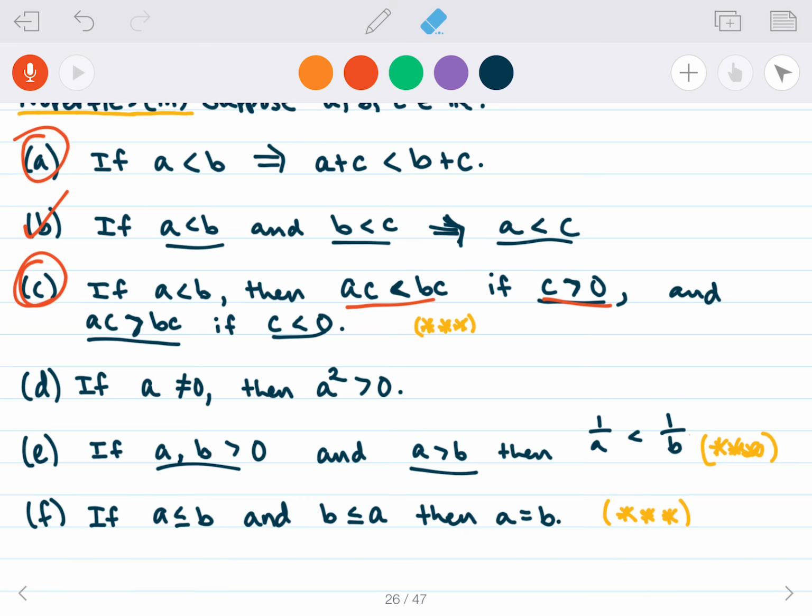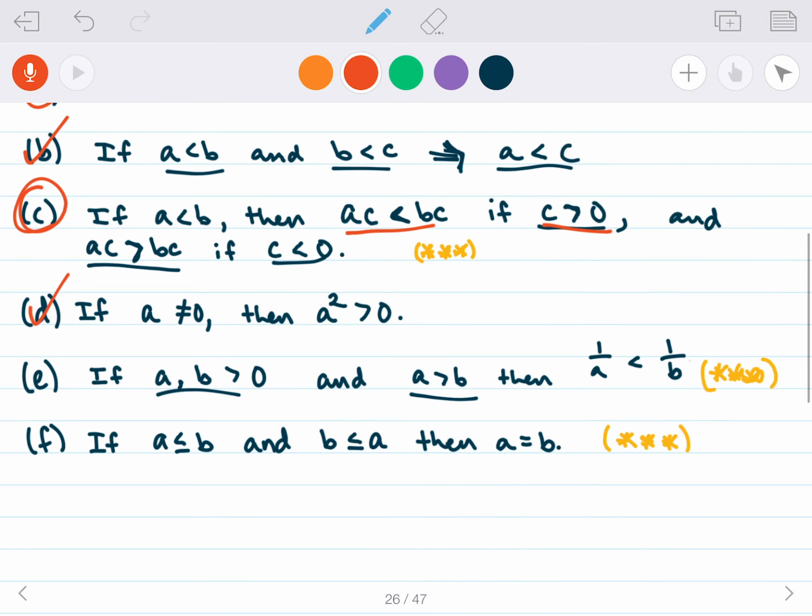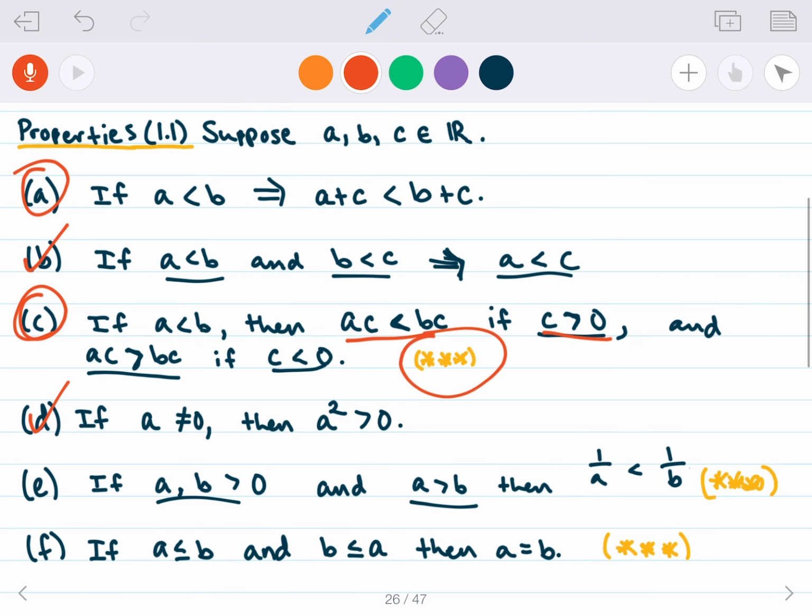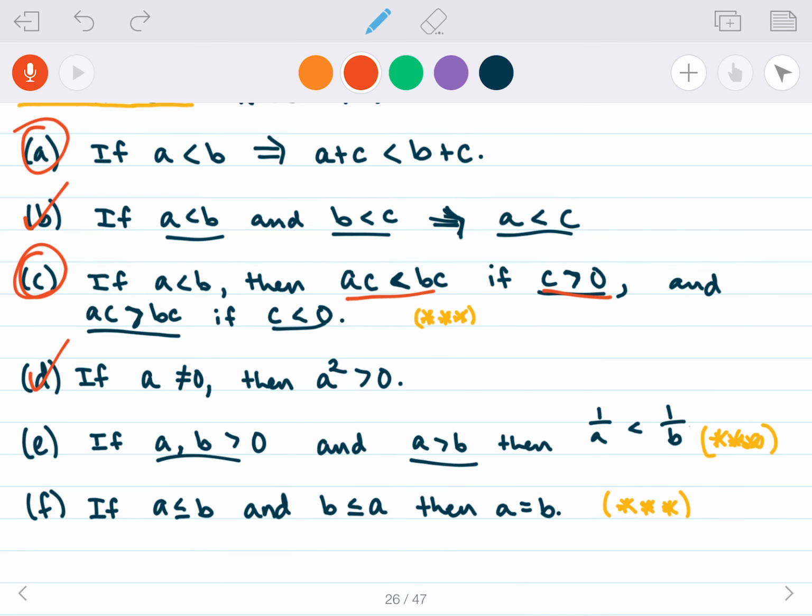Okay? If A is non-zero, then A squared is positive. That's pretty intuitive, I think. Also, I just want to make a side note. I write these little gold stars to indicate that this is important and you're probably going to use it in many of your proofs down the road. So just keep that in mind. Those 3 gold stars, it means, hey, it's important.